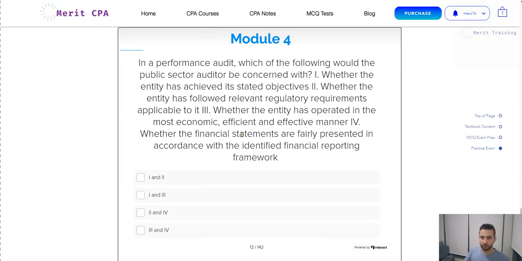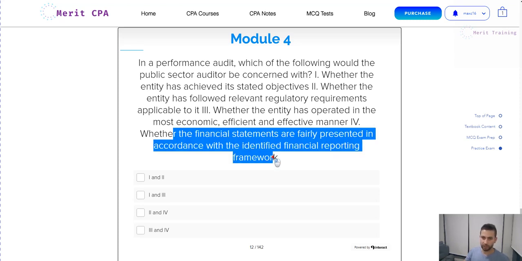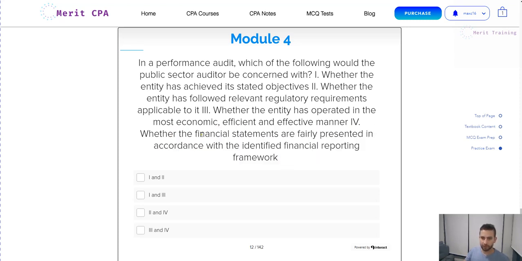And then four, whether the financial statements are fairly presented in accordance with the identified financial reporting framework. So this is testing to make sure that you know what a performance audit is. It's a completely different audit to a financial audit, right? So the governor, they're going to do both. They're going to do a financial audit and a performance audit, but this is making sure you're not getting mixed up between the two. So 4 is incorrect for that reason.